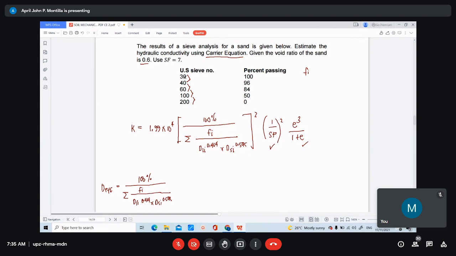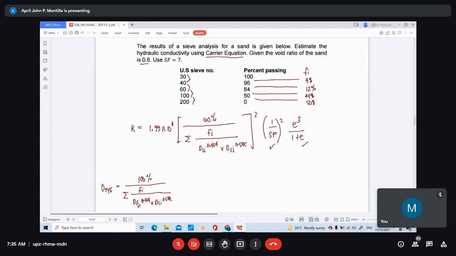Between 30 and 40, ang passing percentages nila ay 96 and 100. So what is Fi? Yung difference ng dalawang yan. That is 4%. Between 40 and 60, ito yung passing percent nila. Iko-compute lang natin difference to compute Fi. That is 12%. Dito naman, 34%. And then 50 minus 0 is 50. Ngayon, meron tayong Fi.